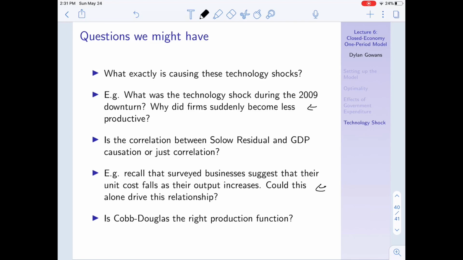And finally, is Cobb-Douglas the right production function? Again, I said this already. It could be that the production function is something very different, and so these changes in Z that we're seeing are being driven by a misspecification of the model.